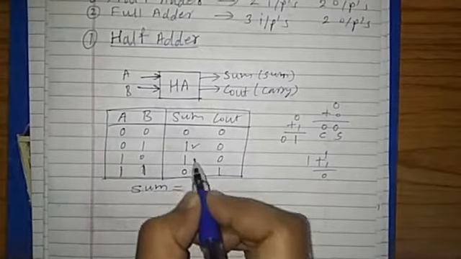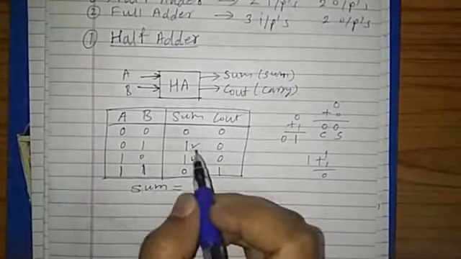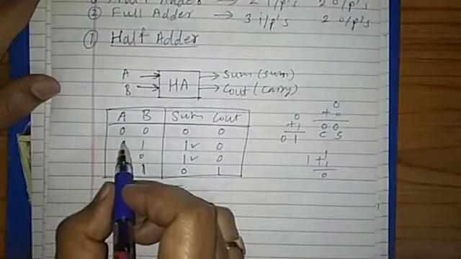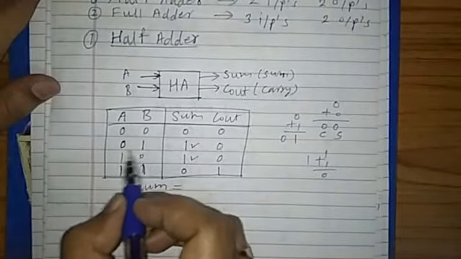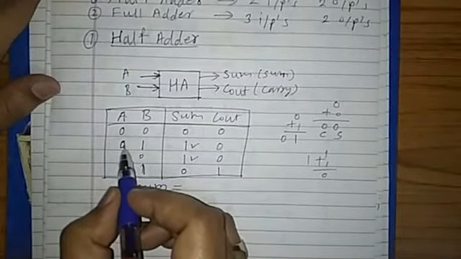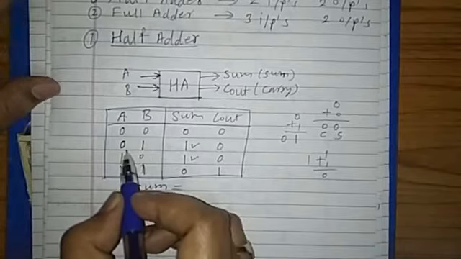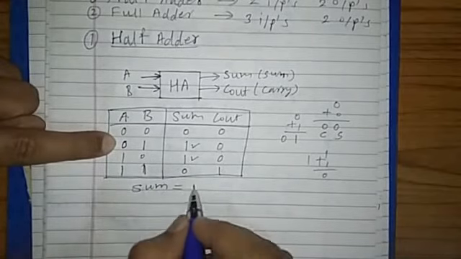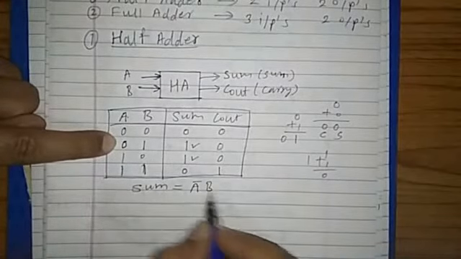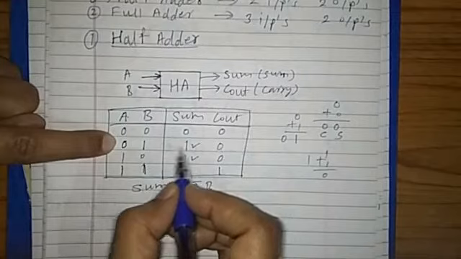Or also, you can just check the 1s. Wherever 1 is there, write the expression. For a 1 output in the row 0, 1, it is a bar b. Wherever 0 is there, take the complement of that variable, and 1 is as it is. Therefore, this will be a bar b for this.